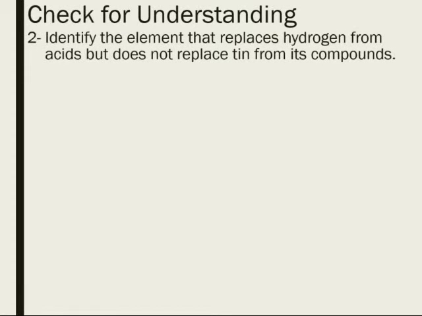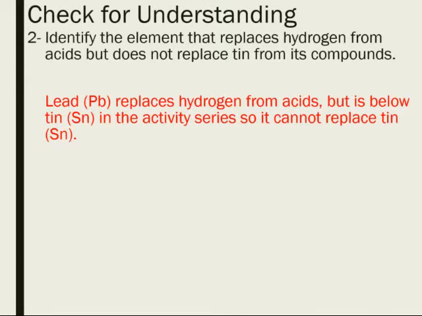Moving on. I would like you to try to identify the element that replaces hydrogen from acids but not replace tin from its compounds. So go into your activity series, try to identify some element that will replace hydrogen in acids, but doesn't replace tin. Please press pause now. The culprit turns out to be lead. We see that on the activity series, lead will replace hydrogen from acids, but is listed below tin, meaning that lead will not replace tin.